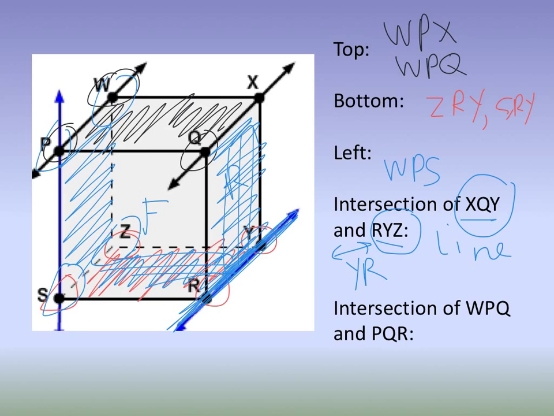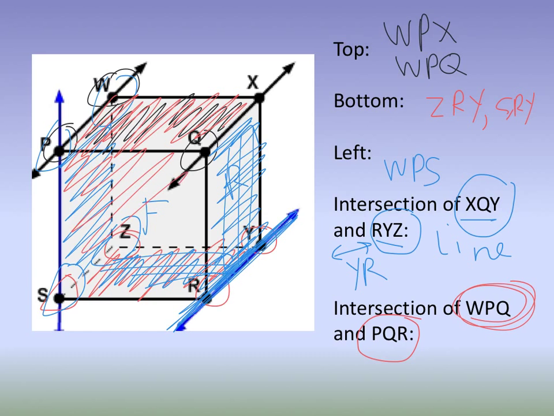And then the last problem is the intersection of this plane, WPQ, which is the top, with PQR, which is the front. So the top and the front meet together right here, which is going to be a line, because the intersection of 2 planes is a line, is the line PQ. Make sure you put a line symbol over it. And that's basically 1.3.